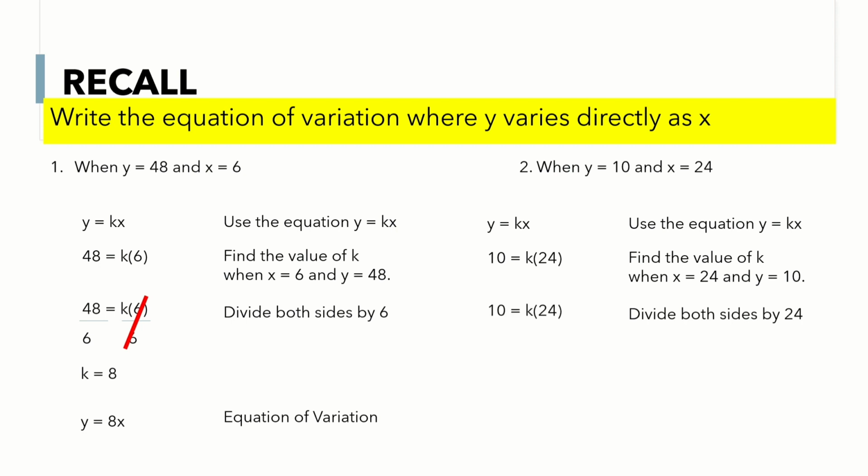So, 10 is equal to k times 24 divided by 24. Our value for k is equal to 10 over 24, which is still reducible to lowest terms. The value of our k now is equal to 5 over 12. Our equation of variation now is y is equal to 5 over 12 times x.